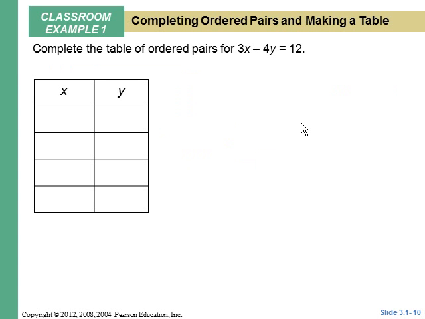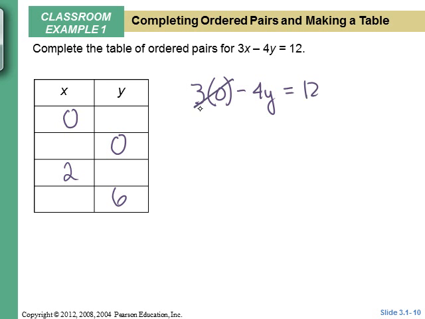Here's an equation, 3x minus 4y equals 12. We're supposed to complete the table. I'm sorry, I must have erased some of the numbers. Let's make this one 2, and this one 6. Okay, so in the first case, if x is 0, we've got 3 times 0 minus 4y equals 12. This cancels out, so negative 4y is 12, means y is negative 3.